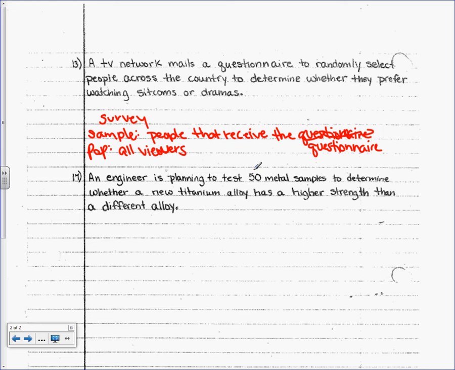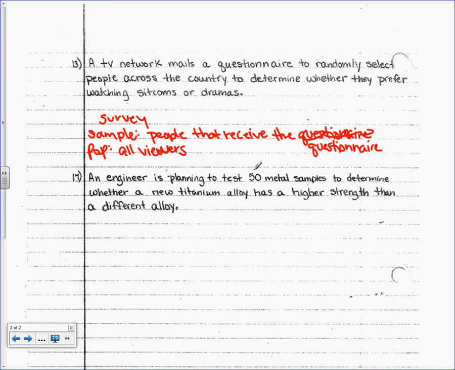17. An engineer is planning to test 50 metal samples to determine whether a new titanium alloy has a higher strength than a different alloy. Is it a survey? No. Is it an experiment? Maybe, we're not sure. Is it an observational study? Maybe, we're not sure. So we at least could get rid of survey, right?